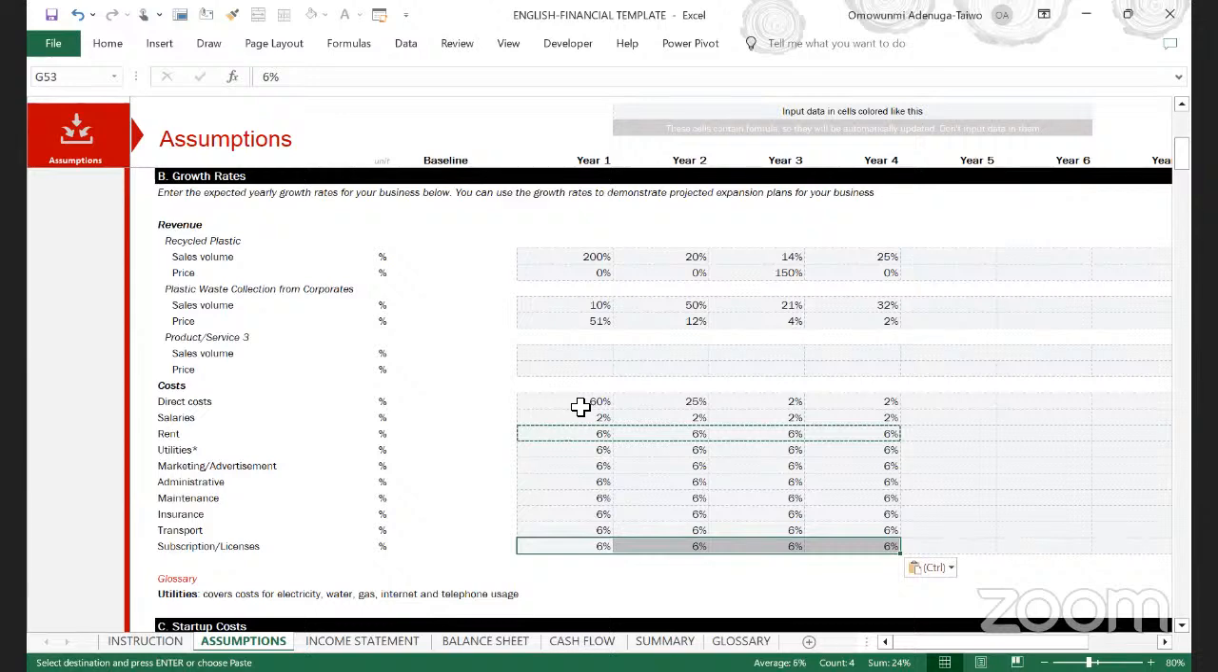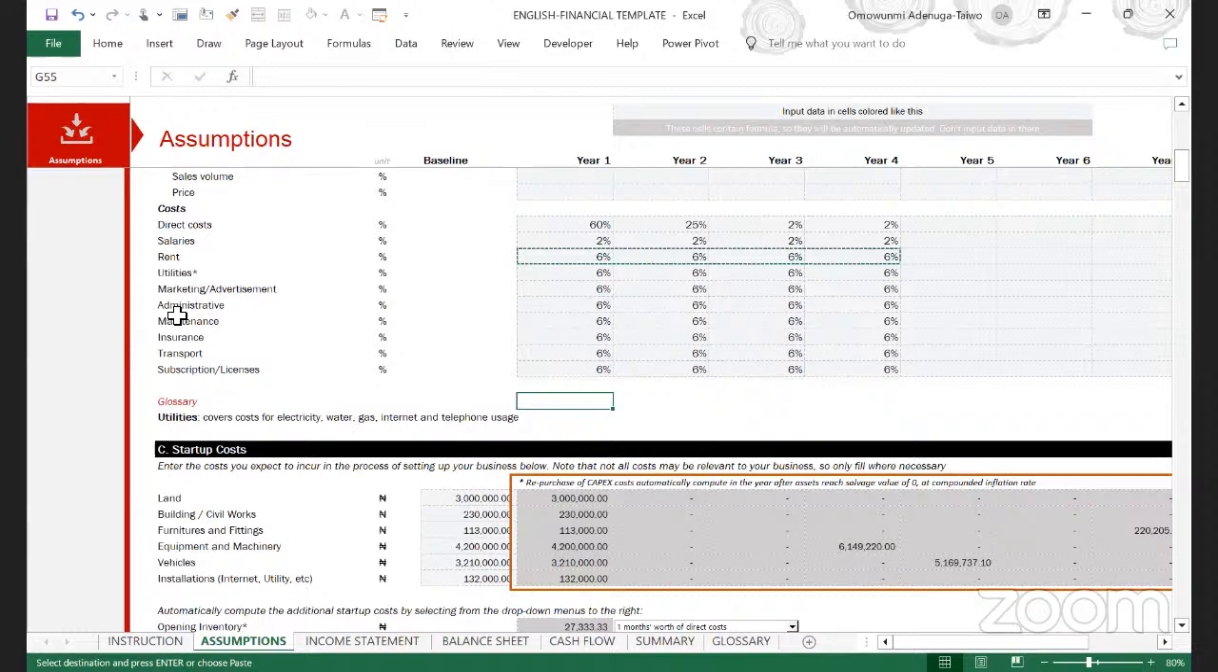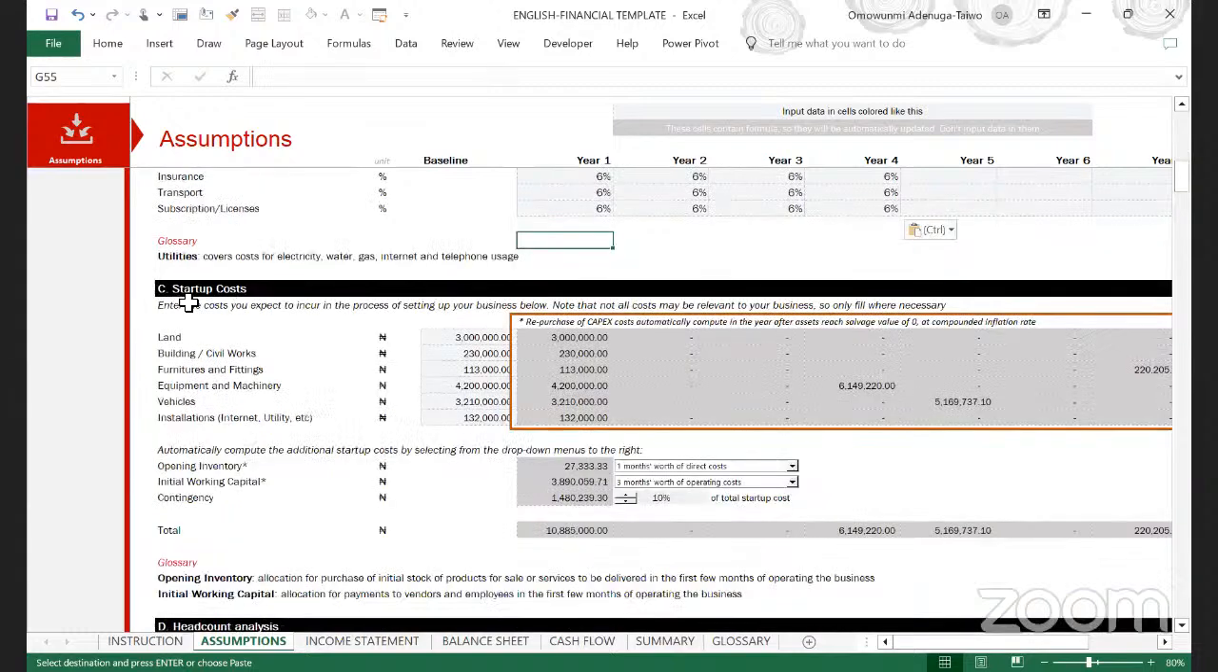Next section is your startup costs. In this section, you can see from the description: enter the cost you expect to incur in the process of setting up your business below. Note that not all costs may be relevant to your business, so only fill those where necessary. In this section, startup costs, it is very important to only fill the costs that are relevant for you.